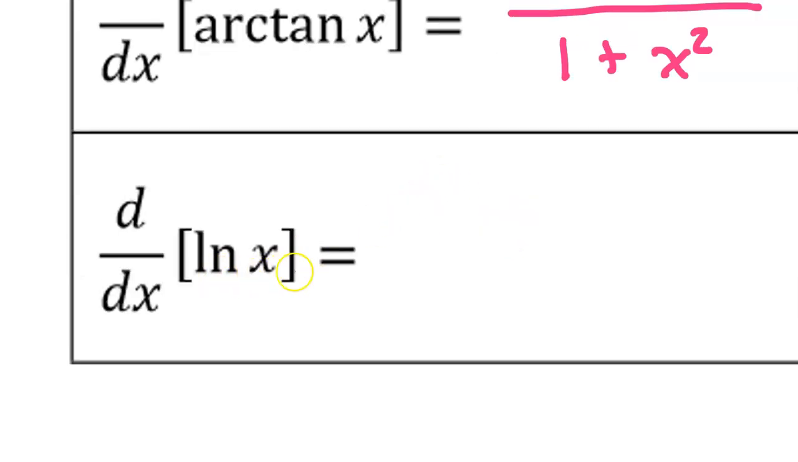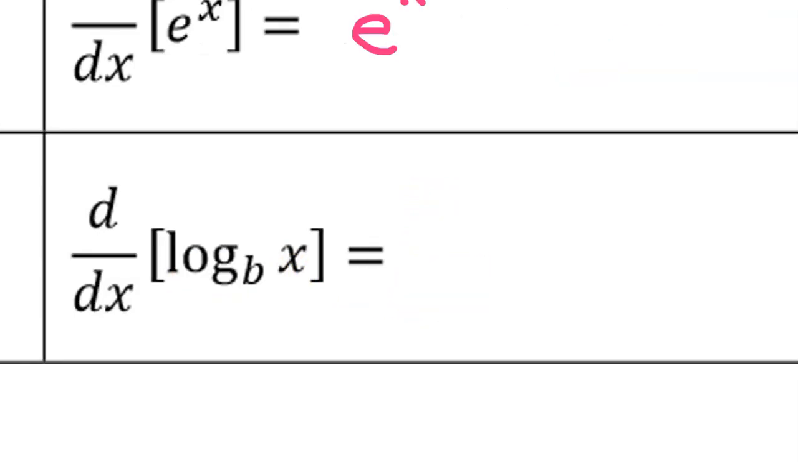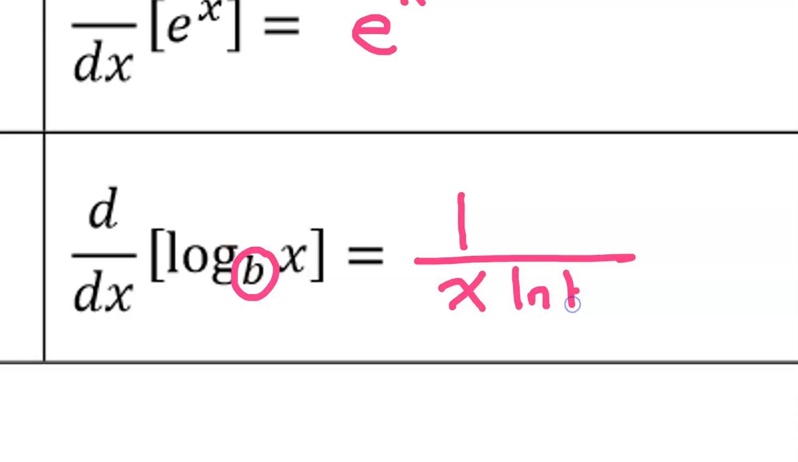The derivative of natural log x is 1 over x. But what about the derivative of a regular log x, a log base b of x? You can think of it as starting out as 1 over x, just like natural log. But then we have this extra piece where we do the natural log of the b.